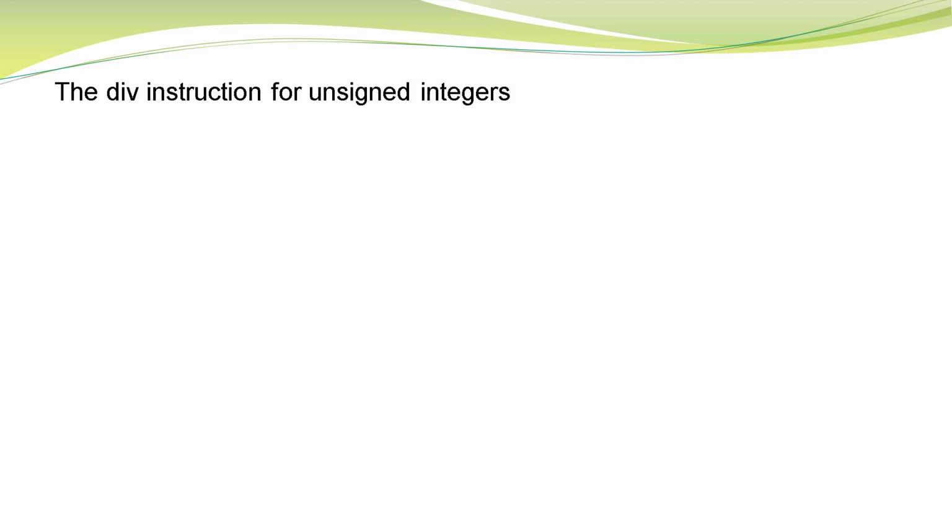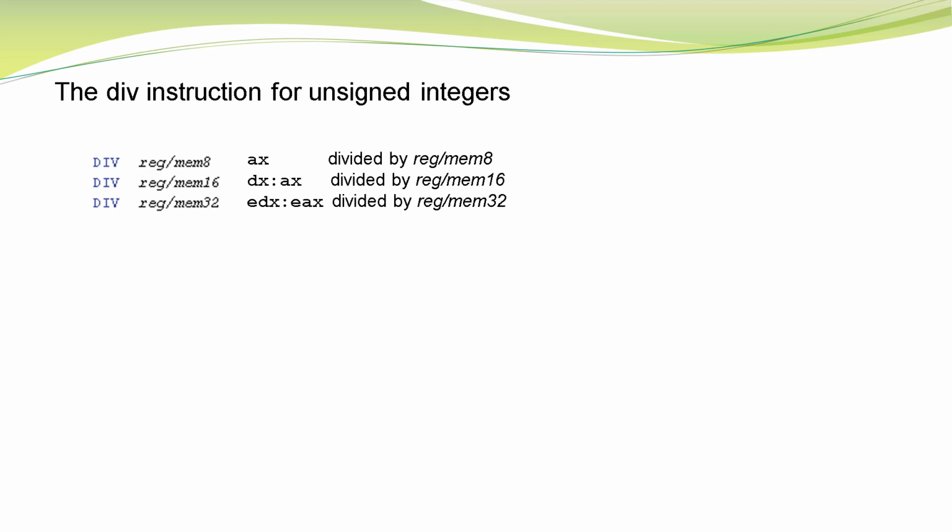The unsigned divide instruction looks real similar to its multiply counterpart. It has explicit operands and implied operands. Notice that the implied operands are actually pairs of registers. AX is treated as the AH and AL pair. And also take note that the explicit operands are the divisors, the values that we're going to be dividing into the implied operands.